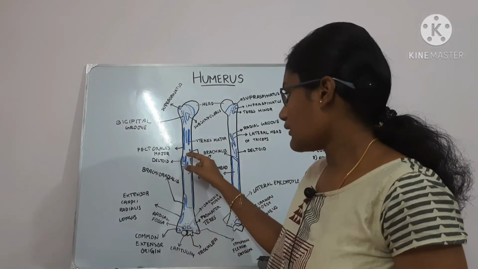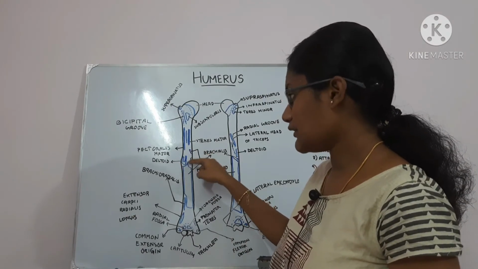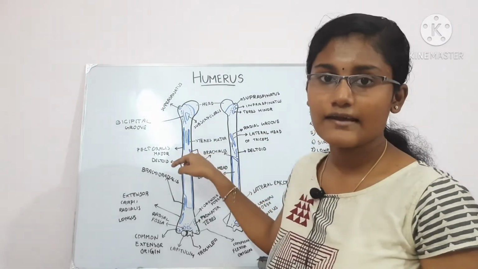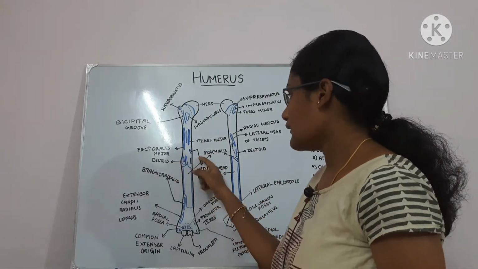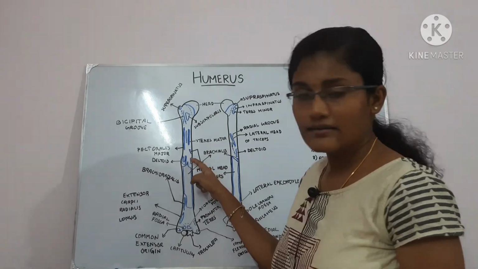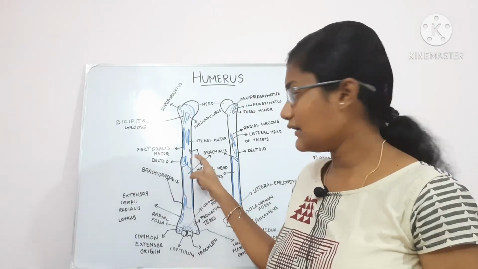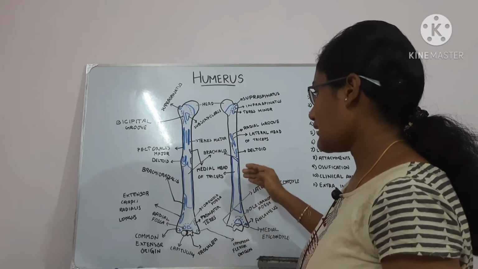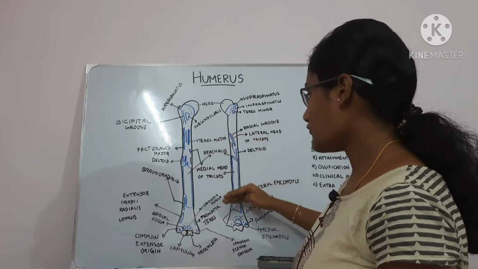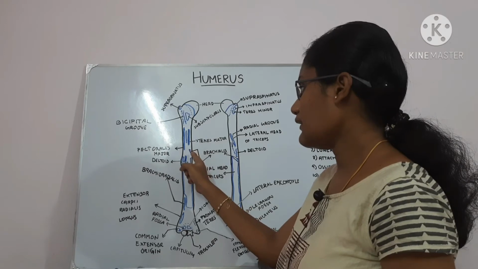And then on its middle part, there is a V-shaped tuberosity called the deltoid tuberosity, and it gives attachment to the deltoid muscle. This muscle is called the coracobrachialis, and it is attached to the middle of the medial border. And this muscle is called the medial head of triceps. It is present on the lower half of the posterior aspect, and a part of it comes over the superior aspect.